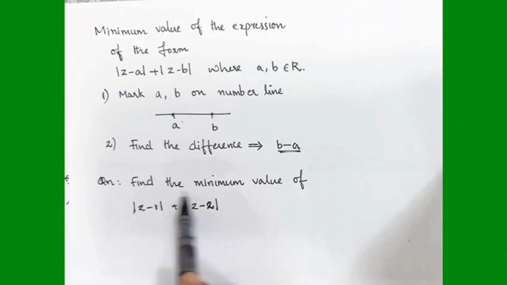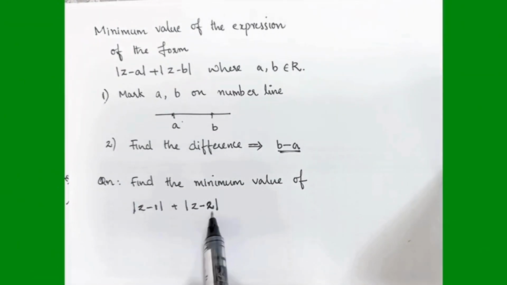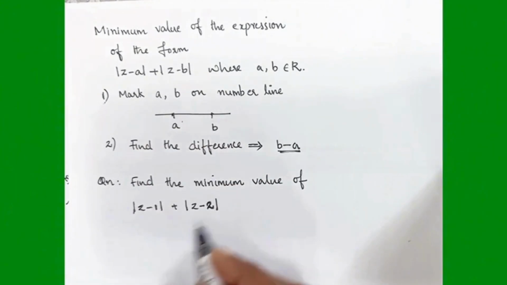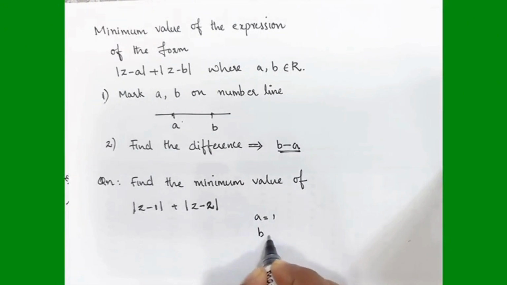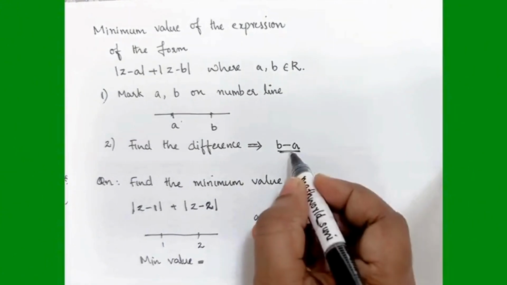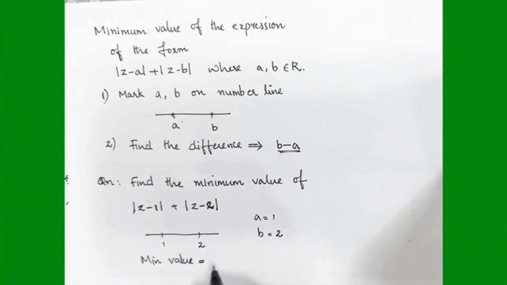Now look into the question to find the minimum value of this expression, modulus of z minus 1 plus modulus of z minus 2. This is of the form modulus of z minus a plus modulus of z minus b. Just compare: a is equal to 1 and b is equal to 2 here. Now locate the numbers on the number line. So 1 will be here and 2 will be here. Now the first step is over. The second step is to find the difference of these two numbers, 1 and 2. So the minimum value is b minus a, so just subtract 2 minus 1. 2 minus 1 is equal to 1. So the minimum value is equal to 1.